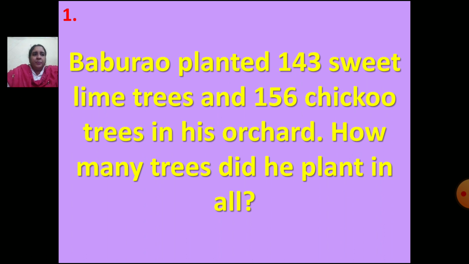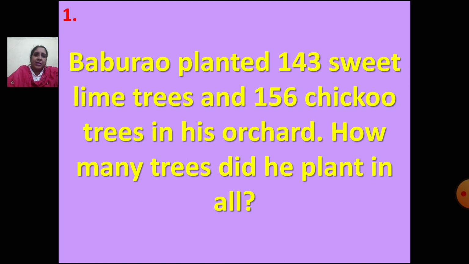Now see first question. Baburao planted 143 sweet lime trees and 156 chiku trees in his orchard. How many trees did he plant in all? Now when you read this question, what is given in this question? Yes, number of sweet lime trees and number of chiku trees is given, right? Then what is asked? Total number of trees, right? Now what method should be used to solve this sum? What method? Yes, we will do addition.